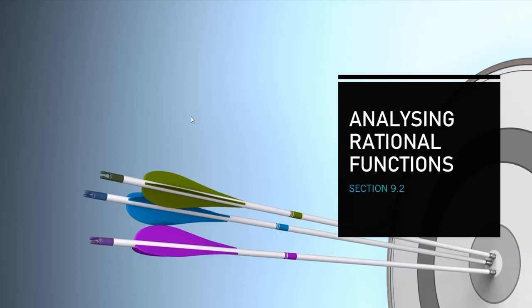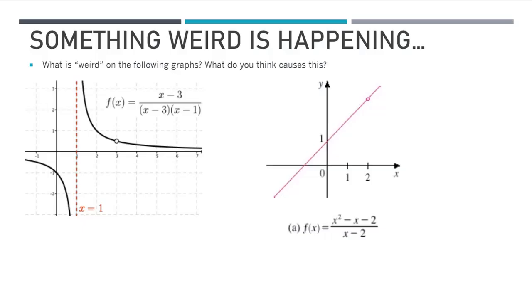Right, on to section 9.2, analyzing rational functions. This is where we have a little bit of weird stuff that you haven't seen before, that might challenge what you already think. As soon as you see an equation, some of you are like, oh, that's quadratic. Well, is it? Are you sure? So let's check that out right now.